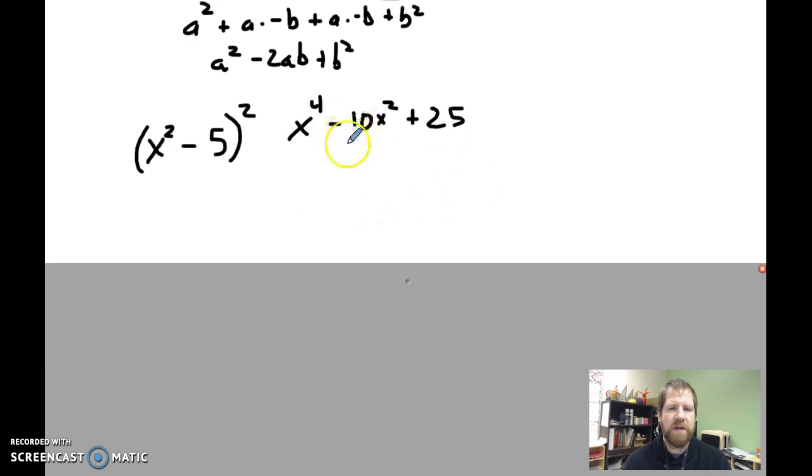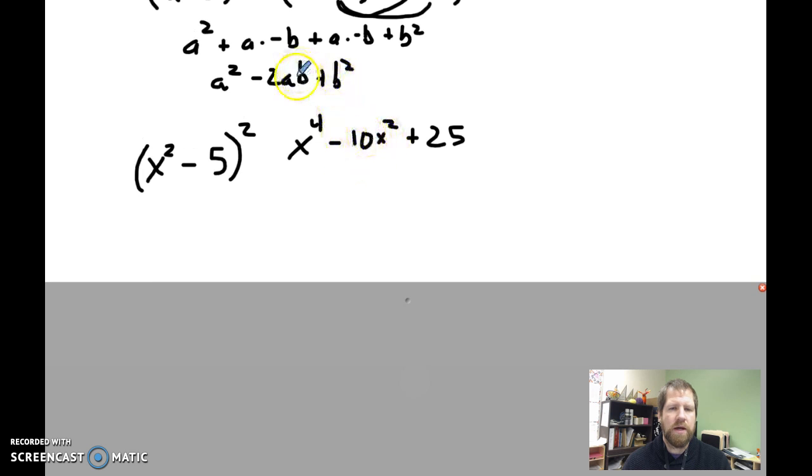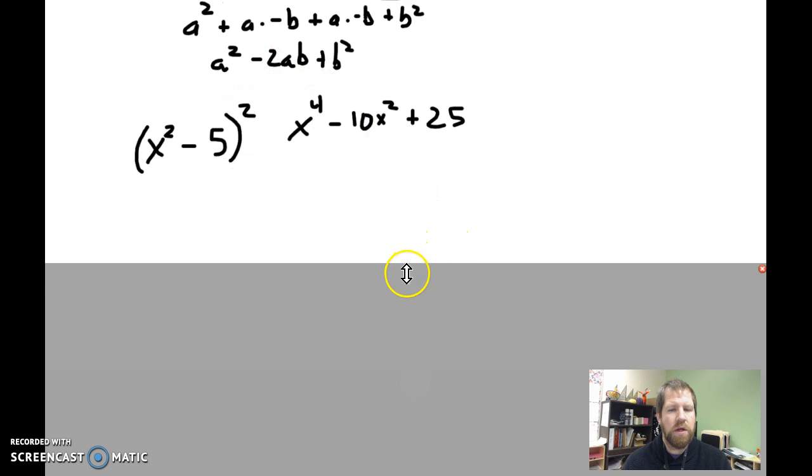Alright, so when you're feeding that in, make sure you don't multiply by negative 5 here. I've already got my negative sign. That's what I've pulled into my formula. Okay, so don't use it twice.